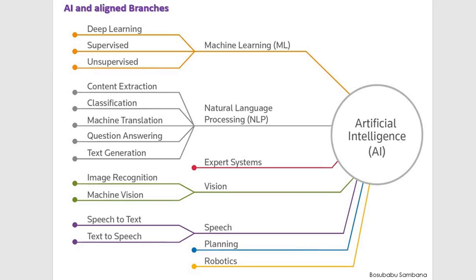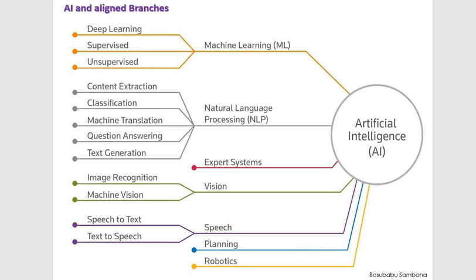Then machine learning is categorized into various sub-branches like deep learning, supervised learning, unsupervised learning, and one more, reinforcement learning. NLP, natural language processing, is categorized into various sub-fields: content extraction, classification, machine translation, question answering, and text generation. Expert systems are also one of the finest subfields of artificial intelligence. I will make a new video based on these.